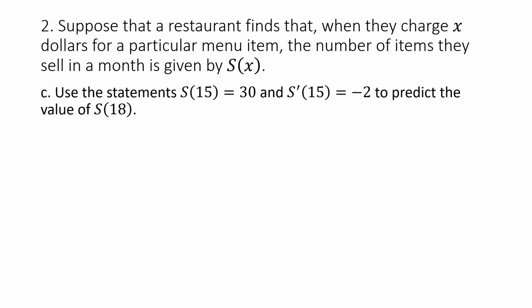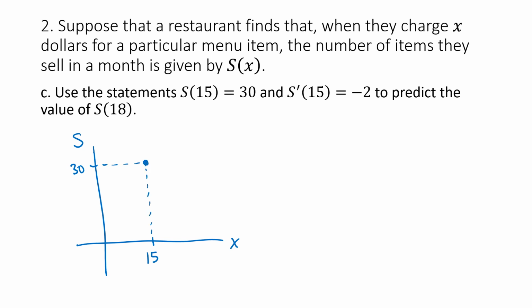All right, so now we're going to use these two statements to predict a value in the future. And the way we want to think about this is we can think about it graphically. So if this is my X and this is my S, so remember X is the price and S is the sales, what we already know is that when X is 15, my sales are 30. So that means that on this mysterious graph, we've got the point 15, 30. But we also know that the slope is -2. So if I were to go to 16, my price goes up by 1, which means my sales go down by 2. So this is going to be +1, but that's going to be -2. And if I go to 17, it's going to go over 1 and down 2 again. And if I go to 18, it's going to go over 1 and down 2 again.